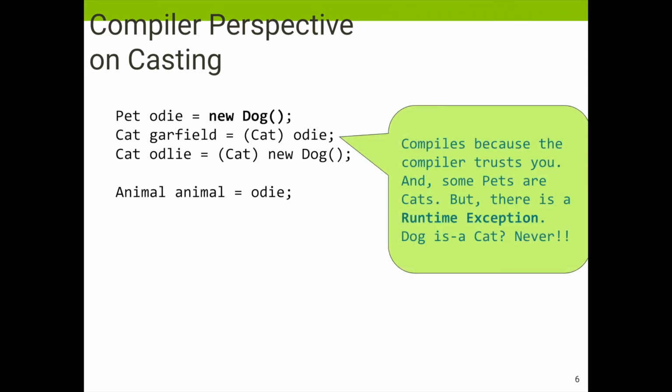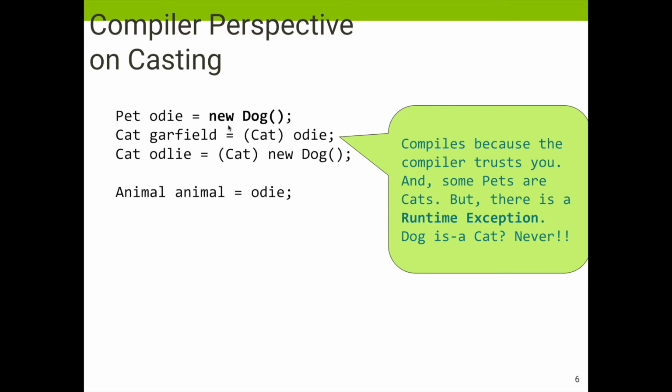Whoa, this compiles. Wait a minute. The compiler trusts you, okay? Because all it knows when it gets to this line, it says, this is a pet. And I know that some pets are cats, right? Some pets are cats, so this could possibly, I don't know, somewhere along the line, have been a cat once upon a time. And even though you're the smart coder and you said it's a dog, and you stuffed it into a pet identifier, you basically fooled the compiler to let you do this.